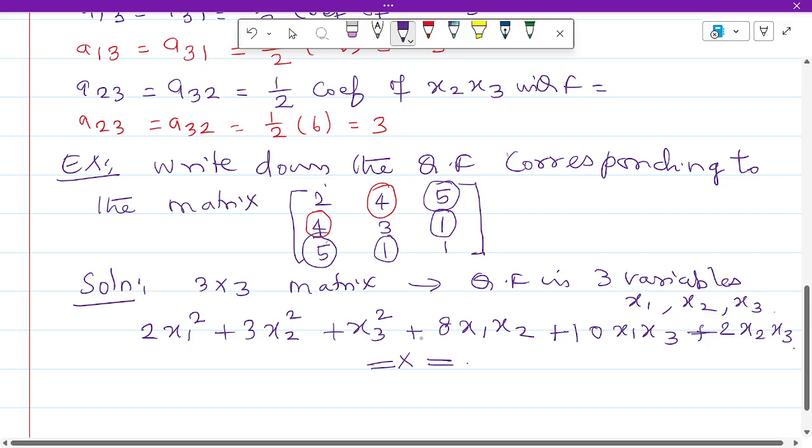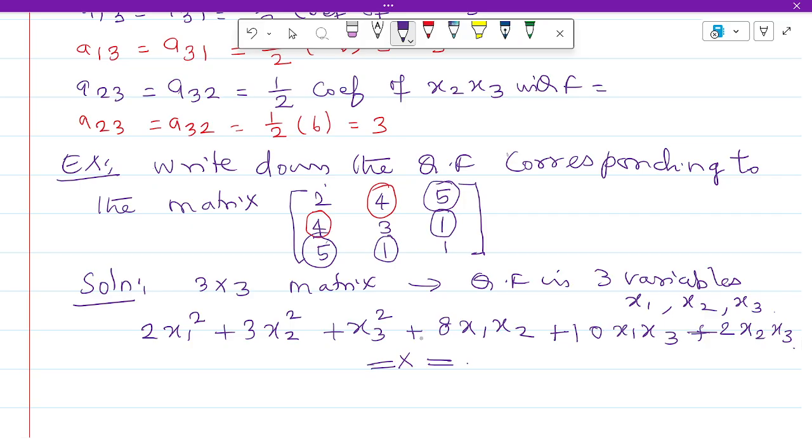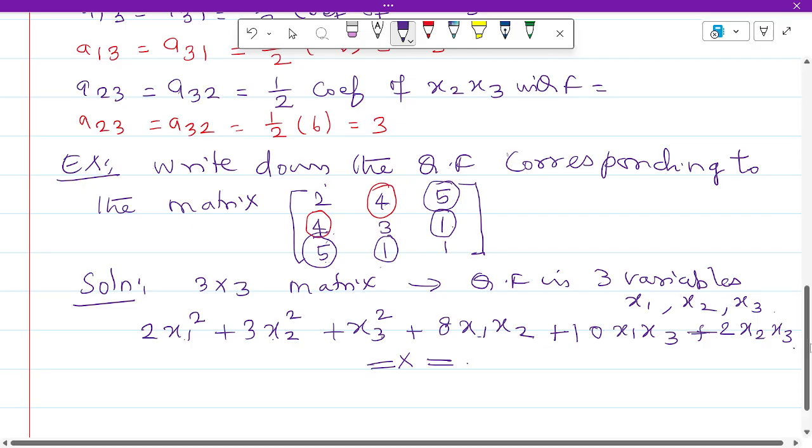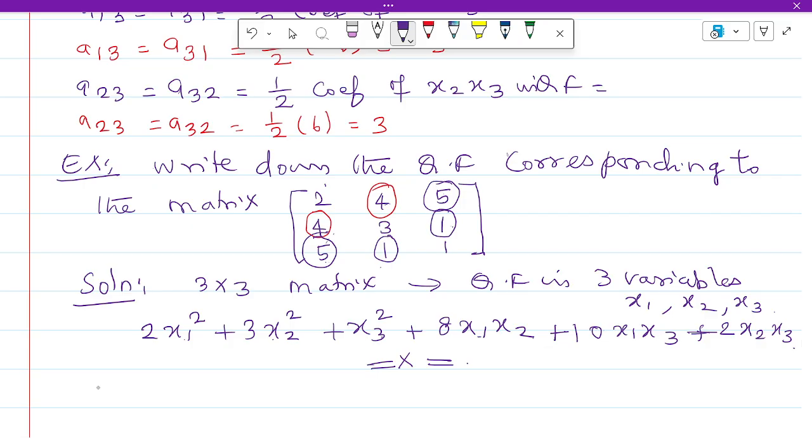It is very simple. When you are converting from the matrix to the quadratic form, the diagonal elements 2, 3, 1 give the coefficients of x1 square, x2 square, x3 square. The A12 and A21 position should be double the x1x2 coefficient. The A13 and A31 position should be double the x1x3 coefficient. And the A23 and A32 position is double that of x2x3. Okay, fine. What is the use of this quadratic form?